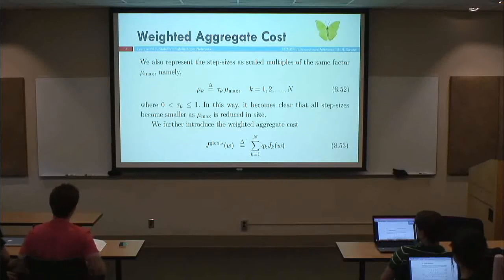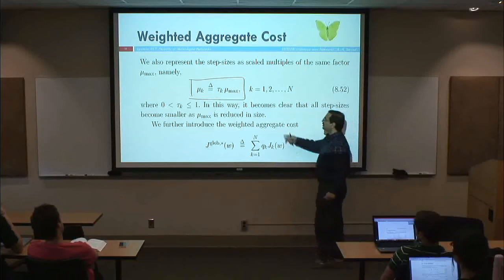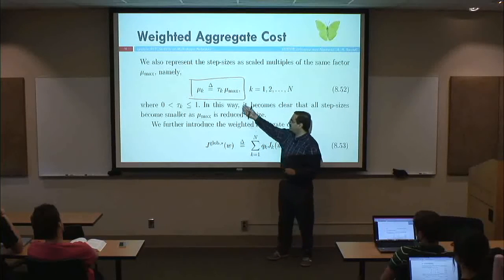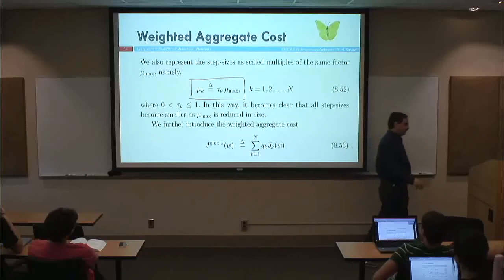And then I introduced this normalization of the step sizes. I can always express the step sizes in this form. Let mu max be the maximum step size, and every other step size is simply a scaled multiple of it, where these stars are numbers between 0 and 1.